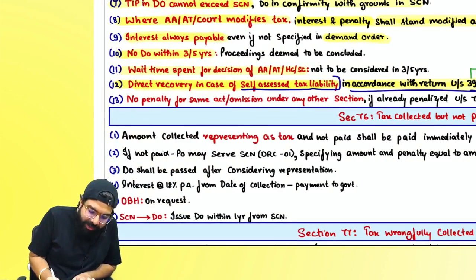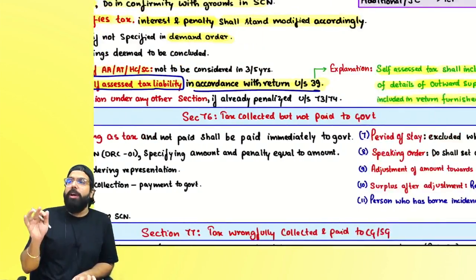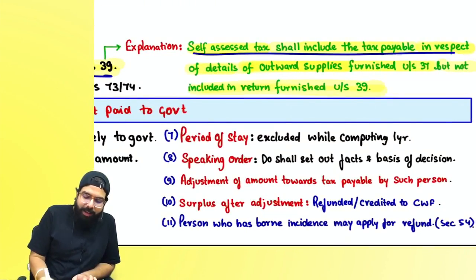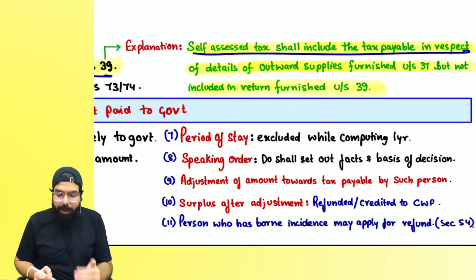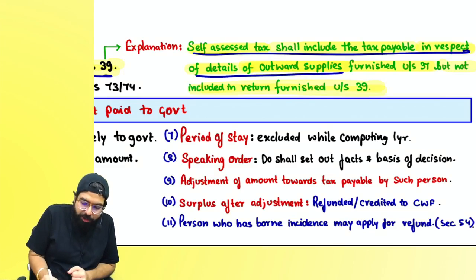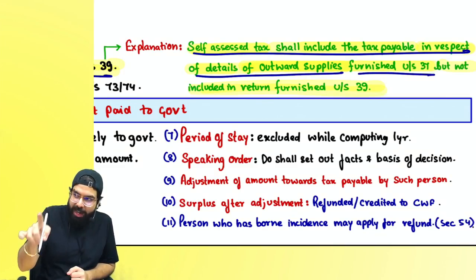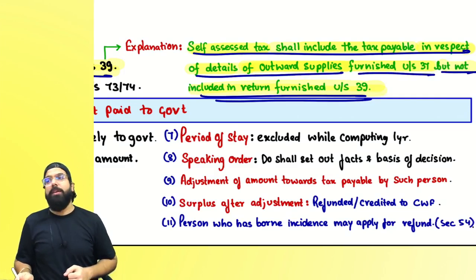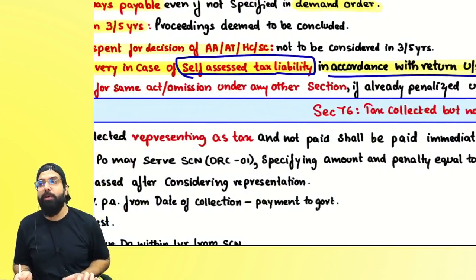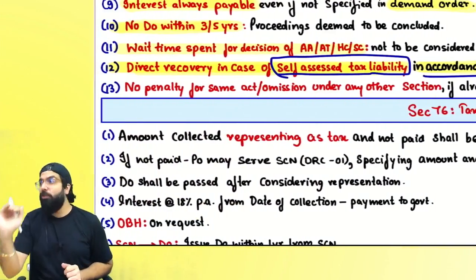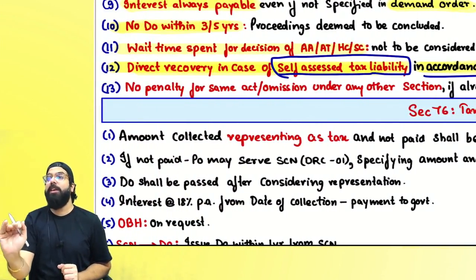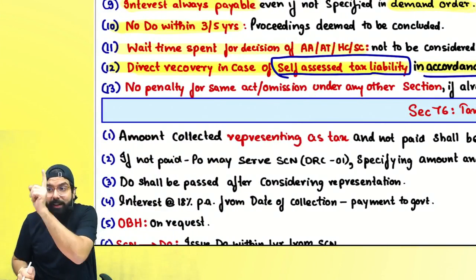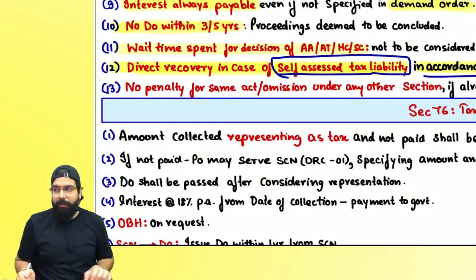And for self-assessed tax liability, they have gone ahead and told what they mean by self-assessed liability. Self-assessed liability means the tax payable in respect of supplies which you have mentioned in your GSTR1 or IFF but not included in the return under section number 39, right everyone? So whatever you have shown in your GSTR1 has to be paid when you are filing your GSTR3B, otherwise they will say self-assessed tax not paid and direct recovery can be done, right everyone?